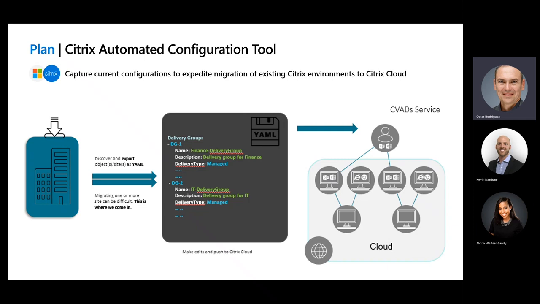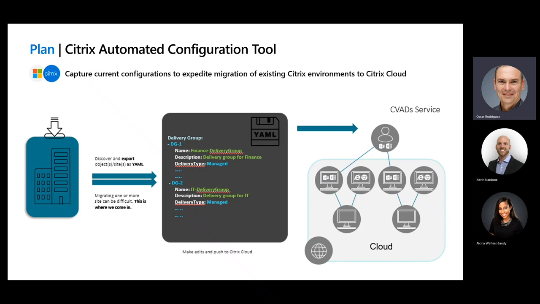And this makes it a couple of things. It makes it, of course, a lot easier to stand up an environment rather than starting from scratch. You already have a lot of your environmental configurations already set up. Even better is that you can edit these files. If you want to change names or change different parameters, you can do that before you do the import. So this vastly reduces the process of migrating a current on-prem environment into Citrix Cloud. So that's the automated configuration tool.